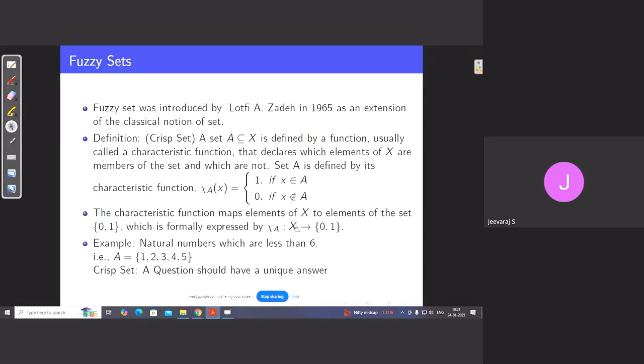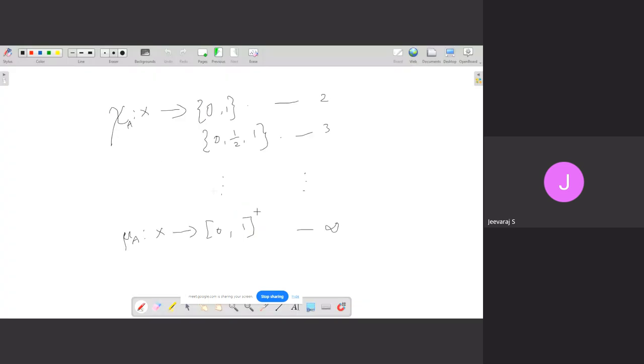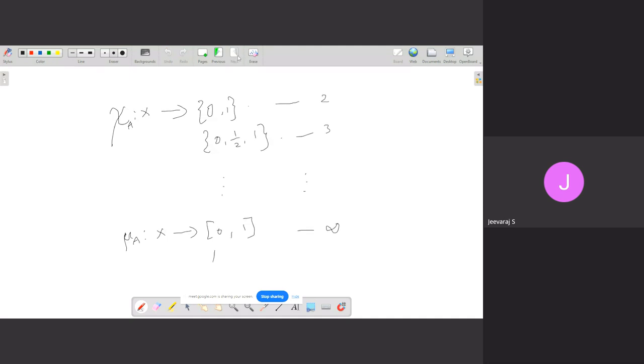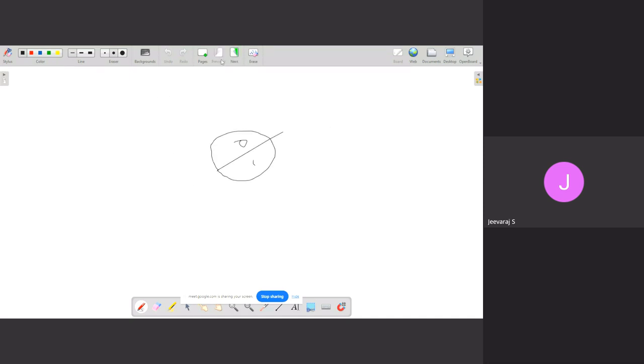So what is happening in the case of classical sets? By use of the characteristic function, we are defining our set, right? What does this chi A do to the universal set? What actually is happening? It divides the entire universal set into two parts. One part consists of elements which are satisfying the condition fully. Another part consists of elements which are not satisfying the condition fully.